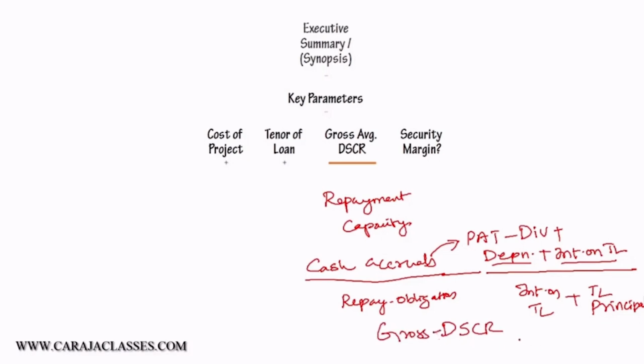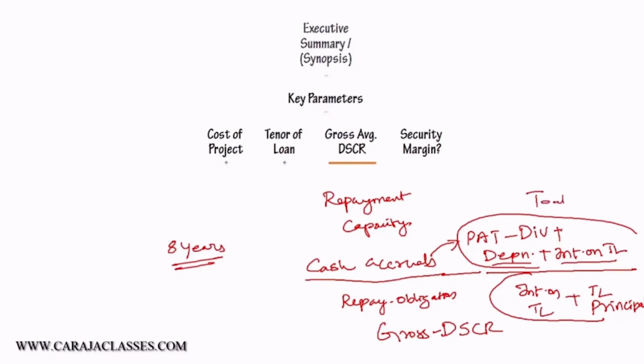It will be calculated for each and every year, and let's say the loan tenor is 8 years. Then you take the numerator for all the 8 years, and you also take the denominator for all the 8 years. So the total of, let's say, 8 years numerator and the total of 8 years denominator, you arrive at a DSCR, and that DSCR is what we are going to call the gross average DSCR.